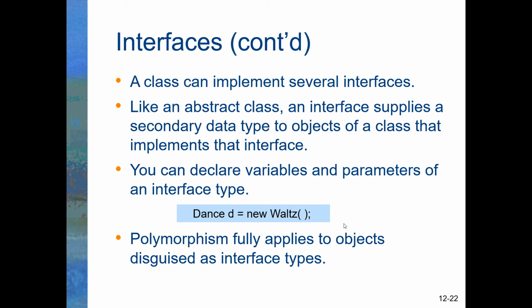All right, so it says you can also declare variables and parameters of an interface type. So for example, I can say Dance d. I can make d of type interface, but I can't say equals new Dance because I can't instantiate it. It is abstract. So I have to say Dance d equals new Waltz, Dance d equals new Mambo, Dance d equals new Jitterbug. It has to be a concrete object, but you cannot instantiate a Dance. And polymorphism fully applies to objects with interface types as well.